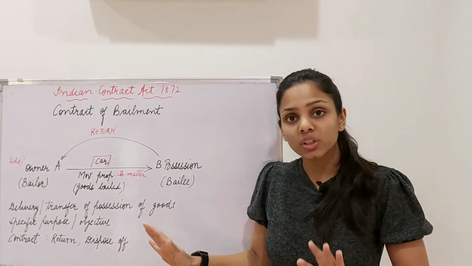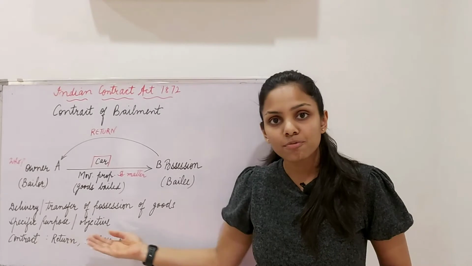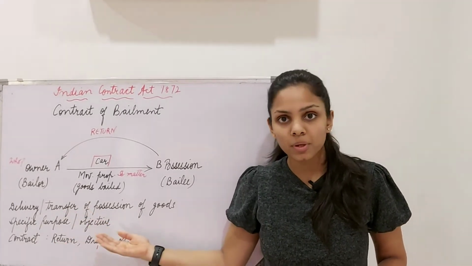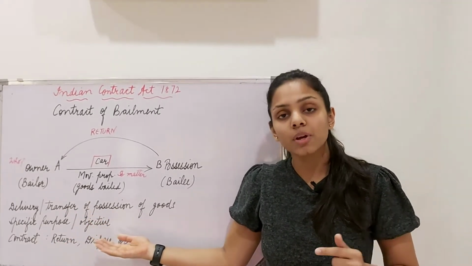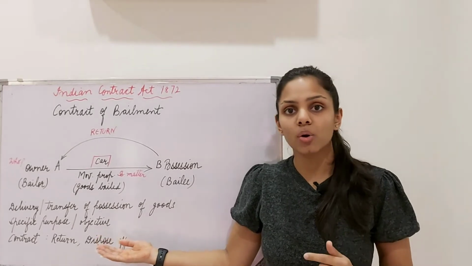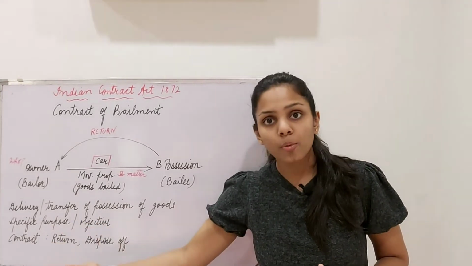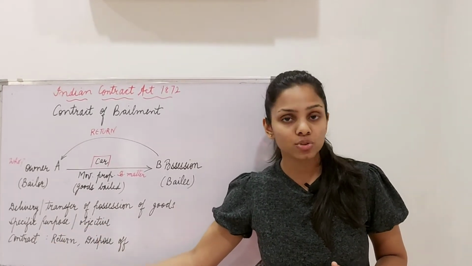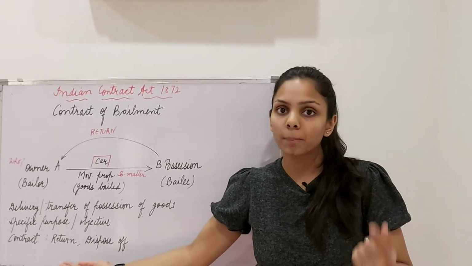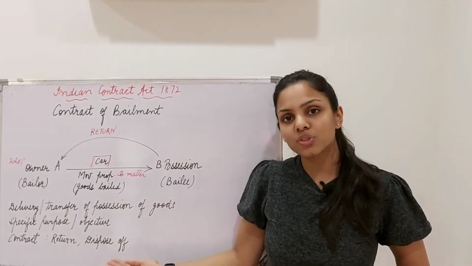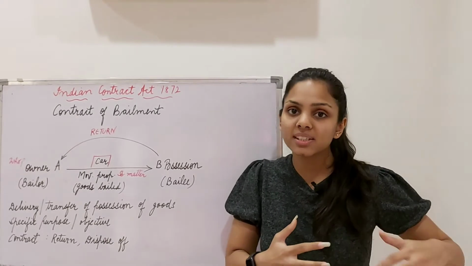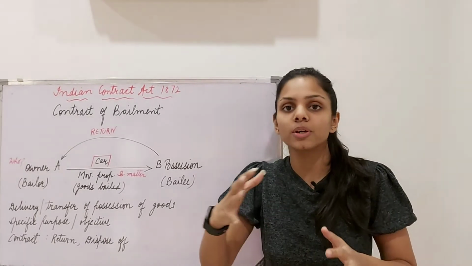And guys, last but not the least point is that a contract of bailment is done for some specific purpose which I have told you, and when that specific purpose is accomplished, when it is fulfilled, either the bailee has to return those goods back to the bailor or the bailee can dispose it off. Dispose it off means you can sell it, but as per the directions of the bailor.